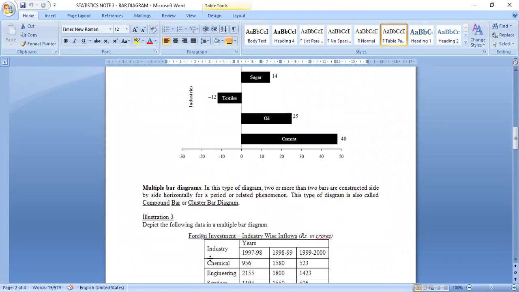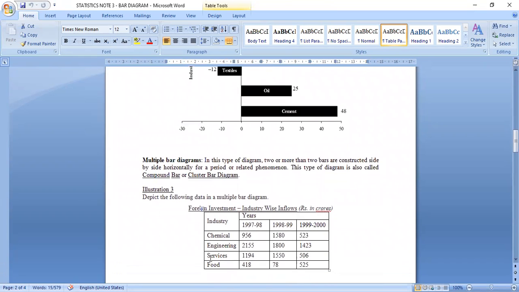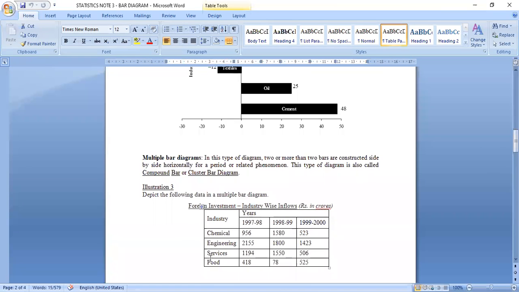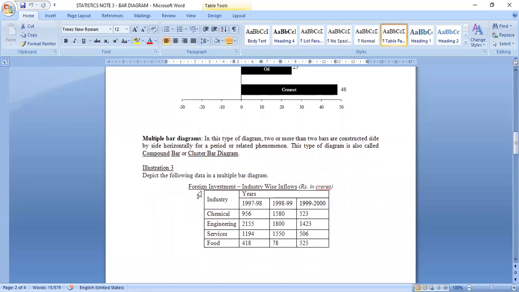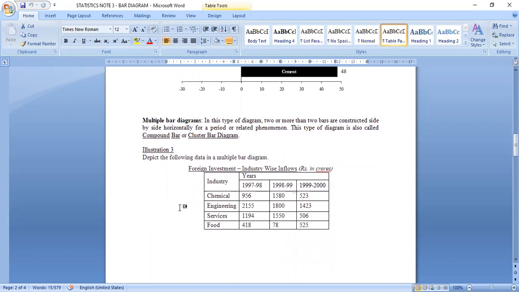Now we go for the multiple bar. What is the basic? Let us first of all see why we require the multiple bar concept. We have to know why we require it. Let us go for this example. See this, the table you can see as bivariate data analysis.